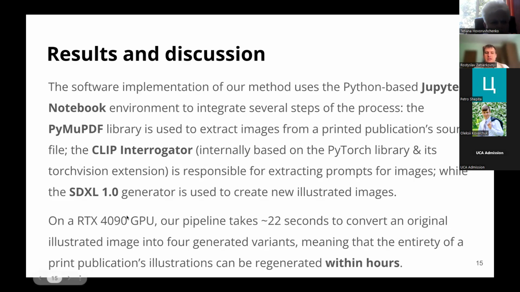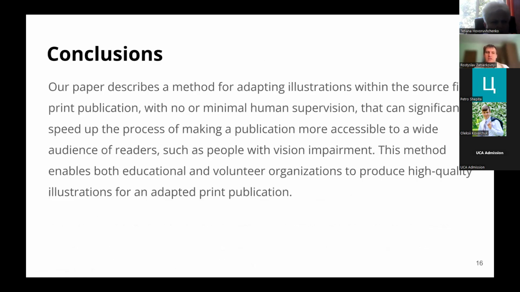So we used a fairly powerful GPU for this, and our pipeline overall takes 22 seconds to convert an original image into a prompt and then 4 generated variants, which means that the entirety of a publication can be converted into these illustrations within hours.